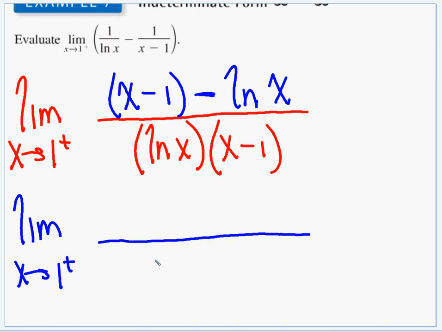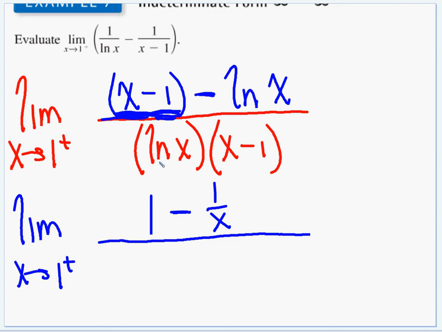So let's see. We're going to need to derive. If I derive across this numerator, this first term here, x, that's going to derive to a 1. The minus 1 derives away. And then we have minus the ln of x derives to 1 over x.